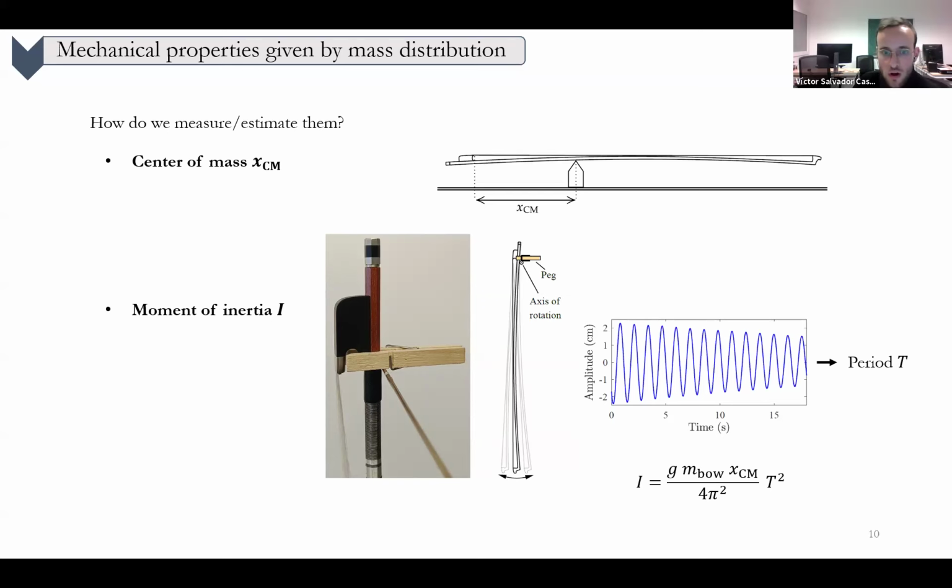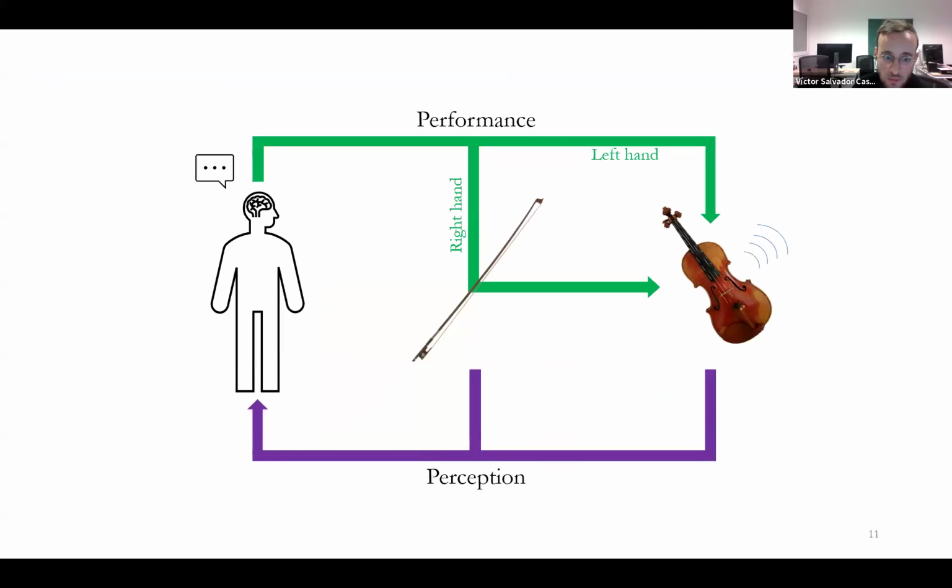Okay, so we are going to focus on how these variations in these mechanical properties that are given by mass distribution affect both the performance and the perception of the violinist.